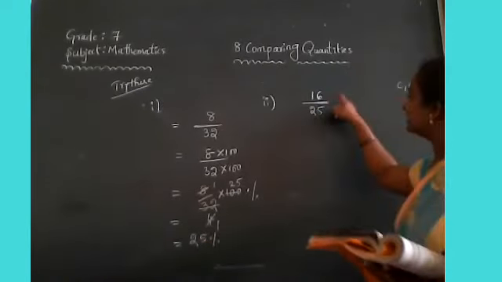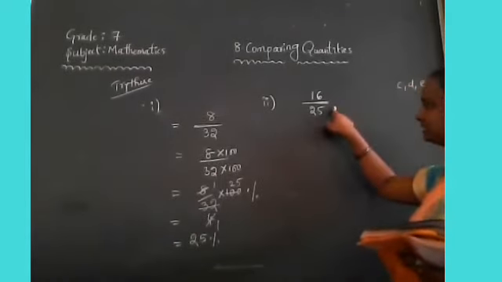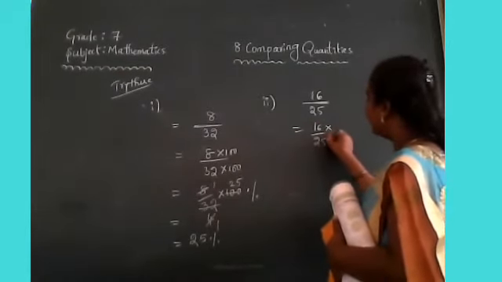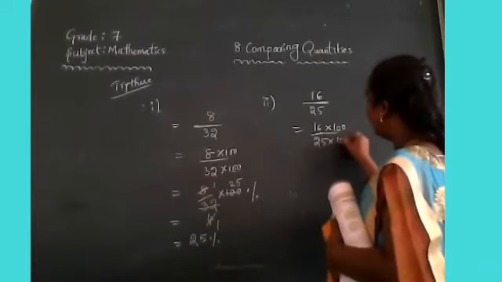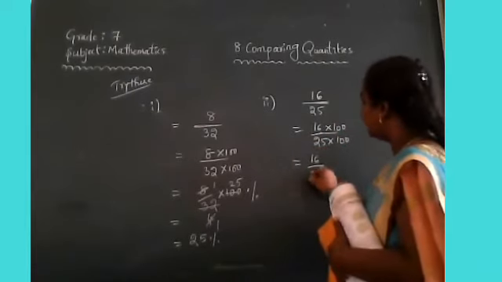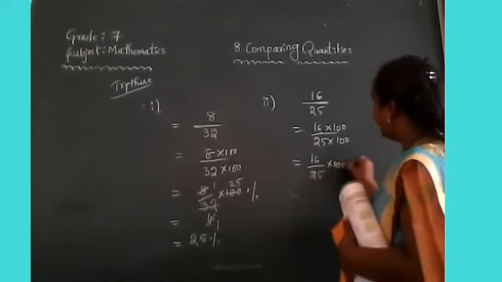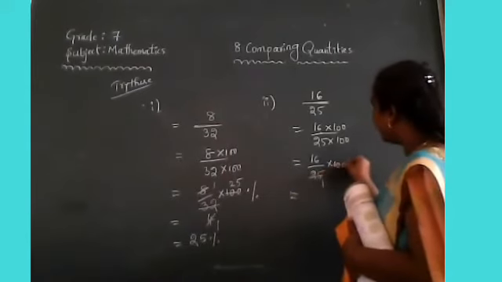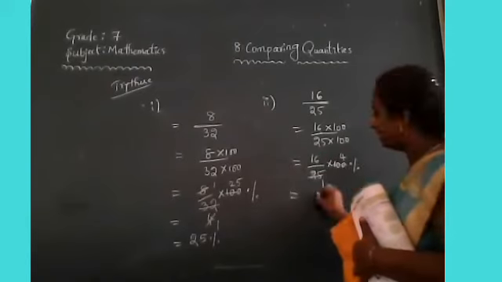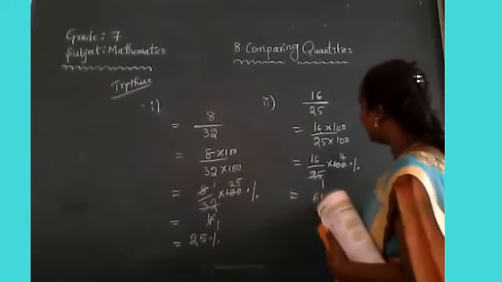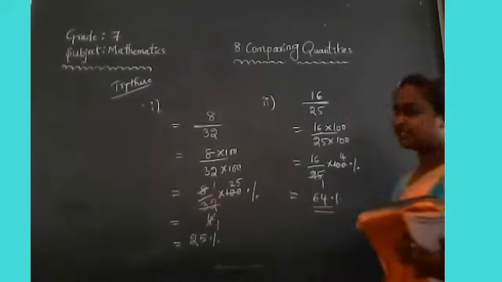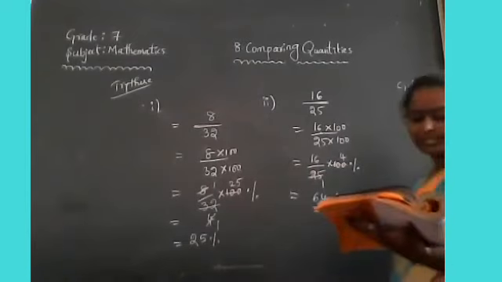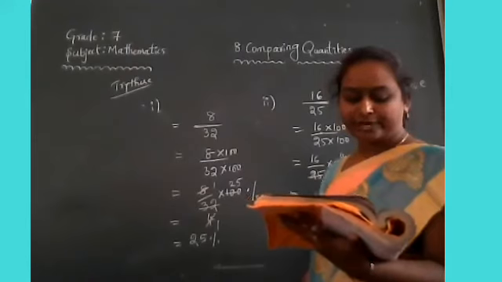So 16 by 25. We have to convert this into percent. So how to write? 16 by 25 into 100 by 100, then 16 by 25 into 100 percentage. Simplify: 25 ones are 25, 25 fours are 100, 16 fours are 64. 64%. What percentage of radios are out of order? 64%.